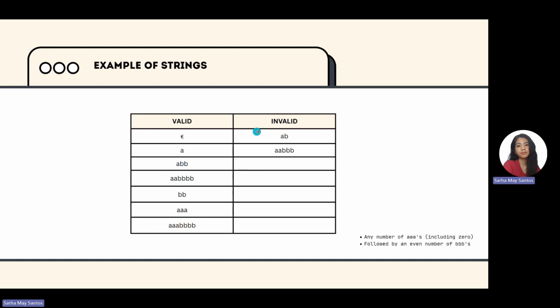And for invalid, we have AB. Since it contains 1 B, which is an odd number, it is rejected. Next is AABBB. Since it contains 3 B's, which is an odd number as well, it is rejected. So the number of A's doesn't matter at all. What matters is that the number of B's must be even. So any string with an odd number of B's is not in the language.